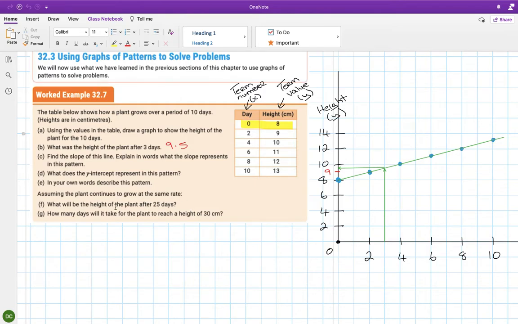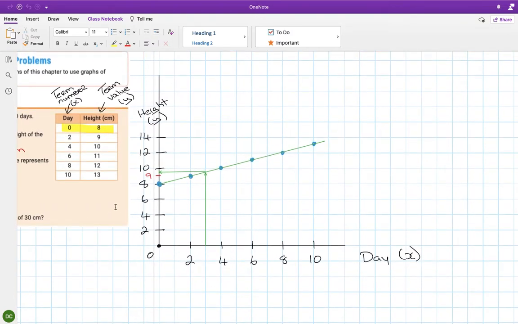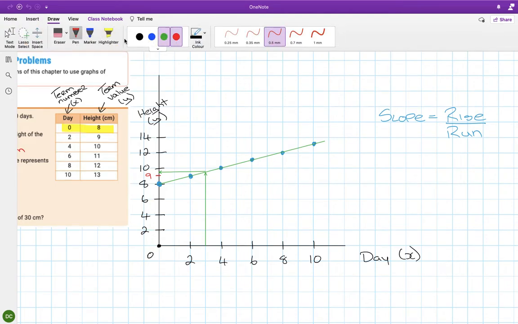Okay, so the next part here asks us to find the slope of the line. Okay, now slope is a method. So you calculate slope by doing rise over run. Okay, now the way you get the rise and the run is you make a triangle. All right, so let's try this.